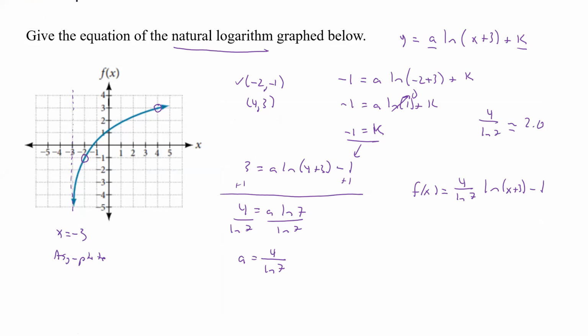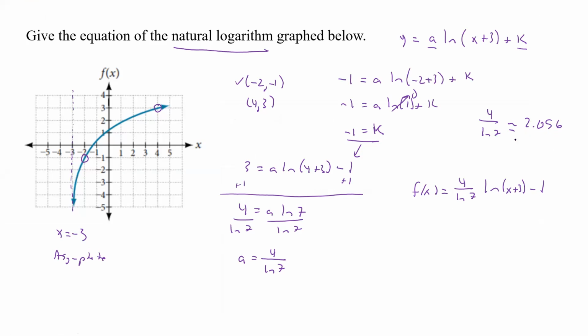So 4 over ln of 7 is approximately 2.056. Okay, so that's approximately equal to that.